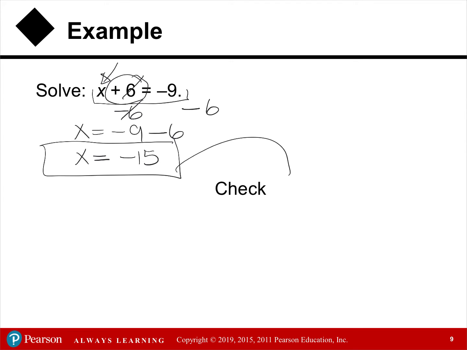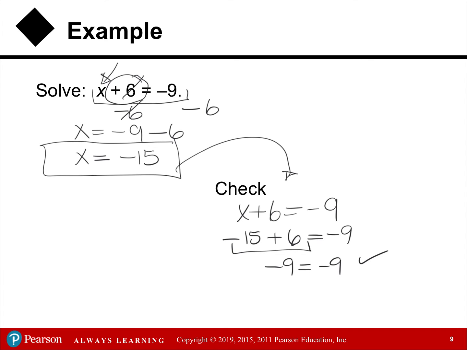Now I'm going to check my work. I'm going to write out the original question, and I'm going to put negative 15 into its place. When I check this, it does indeed give me a true statement. It checks out. But again, this is my answer.